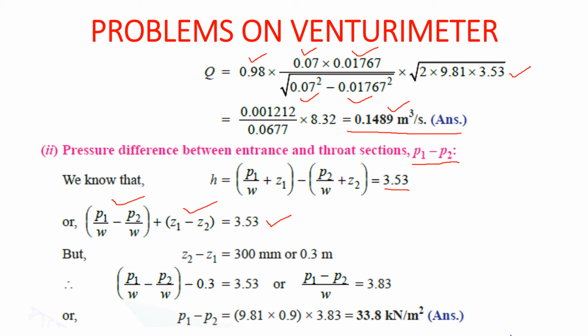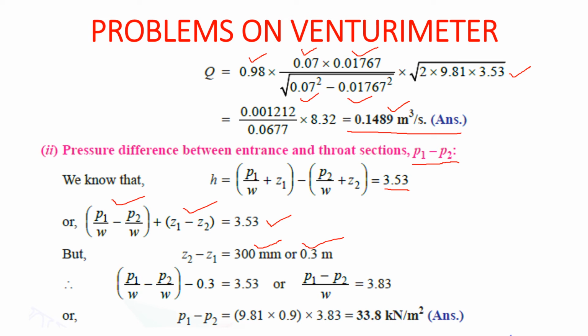Okay. Now, what is the difference in the throat sections? The difference between the entrance and the throat sections given to us is 300 mm in the problem. So Z2 minus Z1 will be 0.3 meters. So P1 by W minus P2 by W, inserting this particular value, here Z1 minus Z2 will be minus 0.3, is equal to 3.53. So P1 minus P2 by W equal to 3.83.